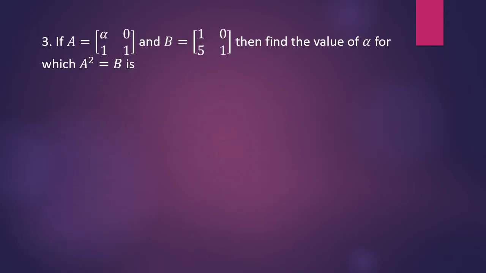The next problem is: if A is a 2 by 2 matrix with elements alpha, 0, 1, 1, and B is one more 2 by 2 matrix with elements 1, 0, 5, 1, then find the value of lambda for which A square is equal to B. So the given condition is A square equal to B. The possible options here are 1, -1, 4, and there is no real value here.